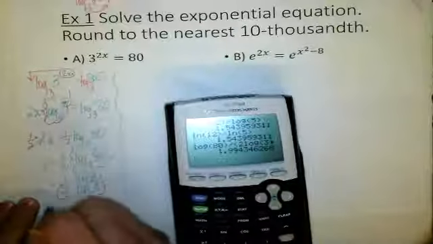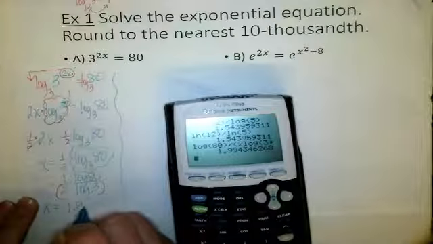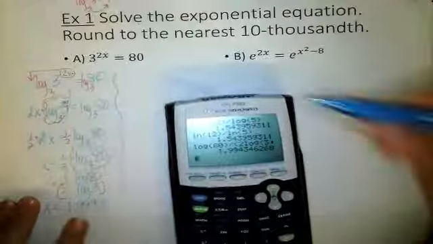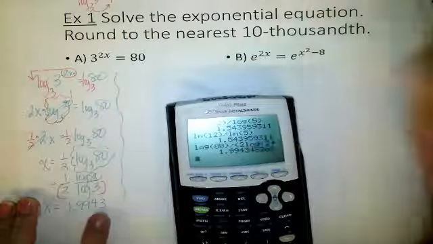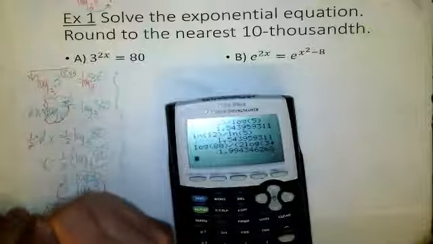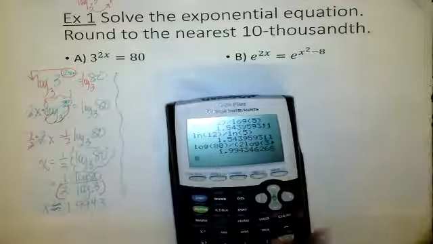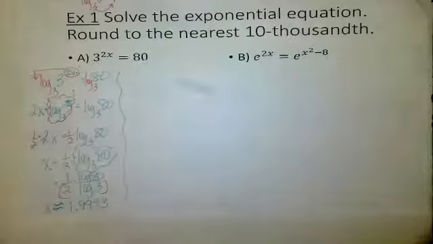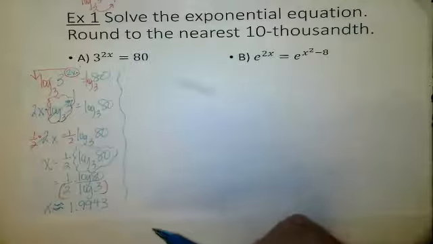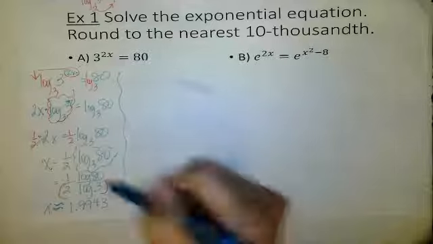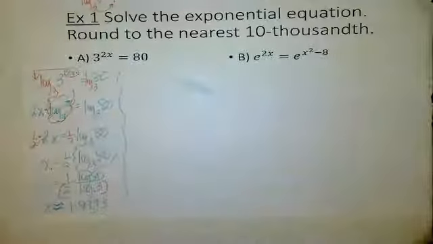1.9943. So I get x equals 1.9943. That is 10,000s, right? Tenths, hundredths, thousandths, 10,000s. Okay. So x is approximately 1.9943. Well, that's great. A lot of steps there. But that involved this whole change of base thing.